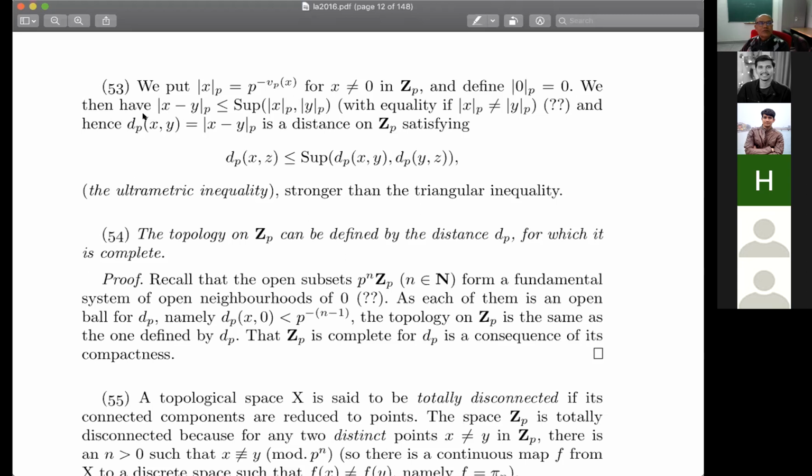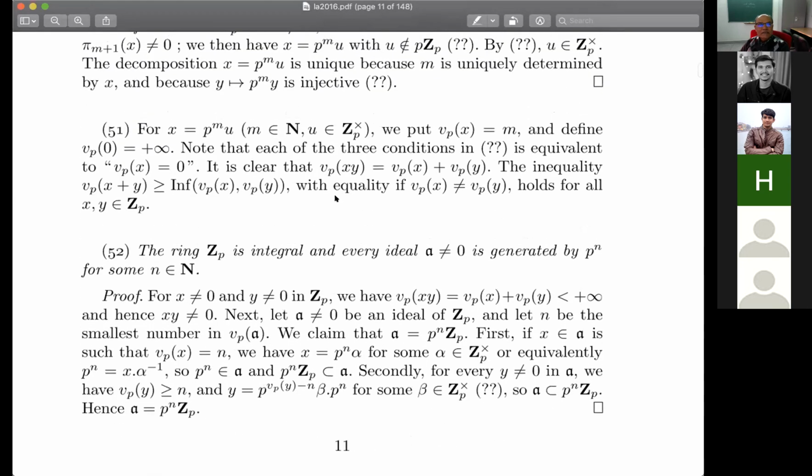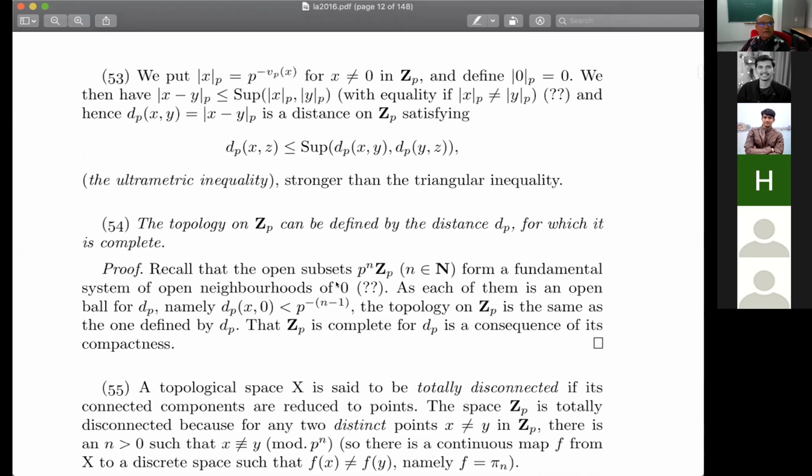And so the absolute value of the difference of x and y is smaller than the larger of these two. This cannot be very difficult to derive from this inequality here about the valuations, the valuation of a sum. Of course, instead of a sum, I could also write a difference. So the absolute value of the difference of x and y is at most equal to the supremum, the bigger of the two absolute values. And if these two absolute values are different, then you actually have equality here.